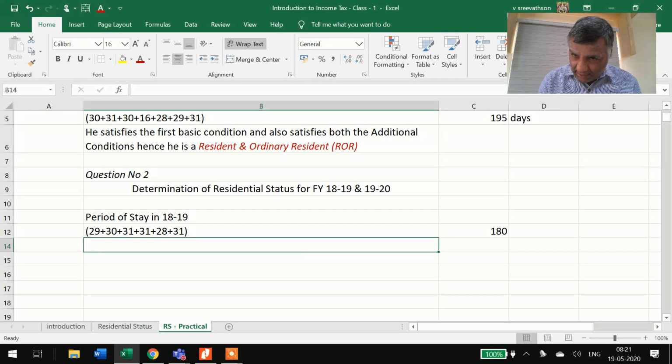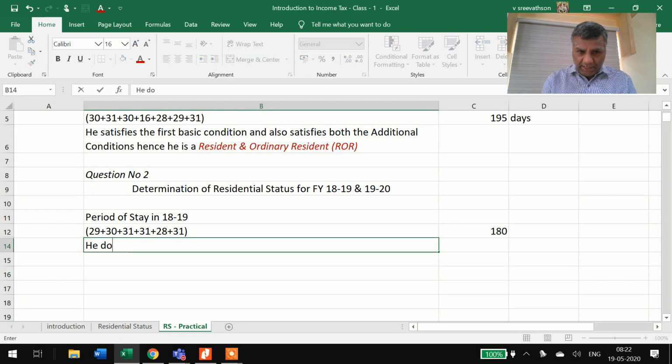Please understand, he does not satisfy both additional conditions because that's the first time he came in. Hence, he is a non-resident.